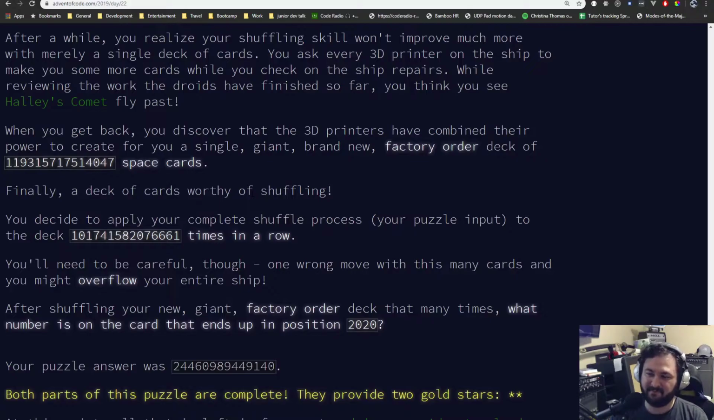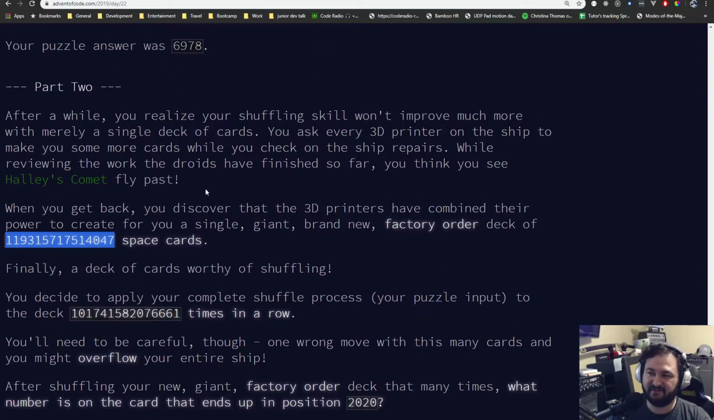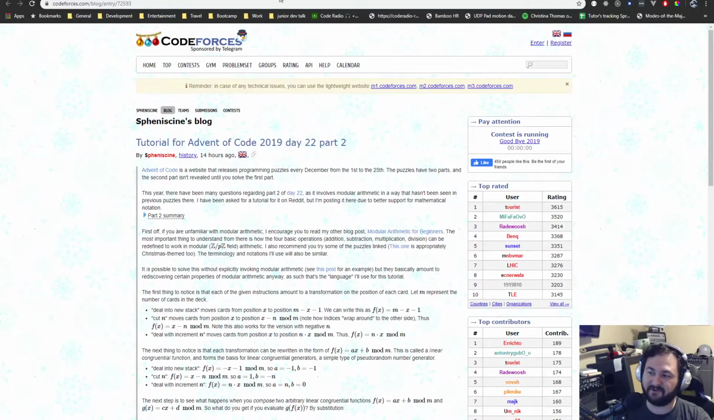So looping 100 trillion times over a list that's 100 trillion cards long, it'll never finish. You need like a terabyte of memory. You need years, like literal years of processing time to get this done. So the solution is this complicated math that I talked about earlier.